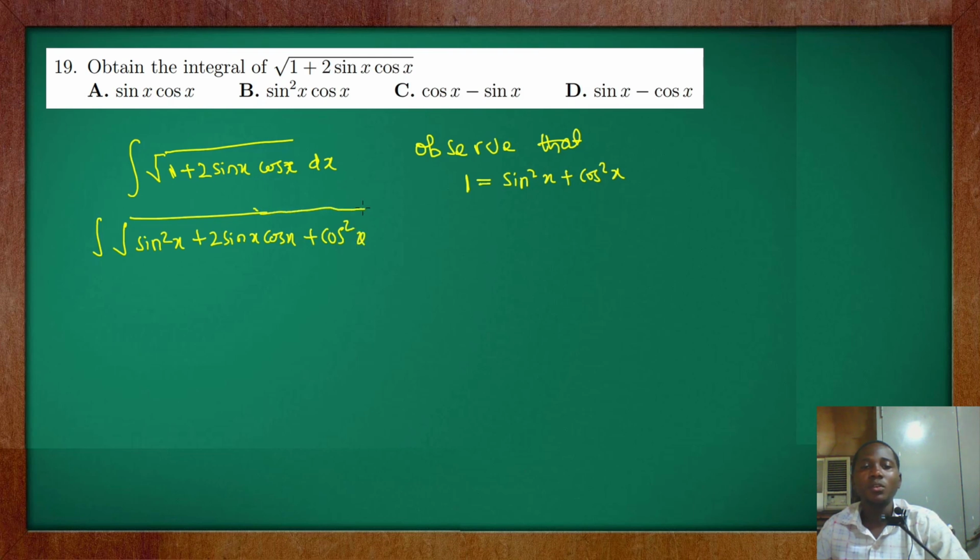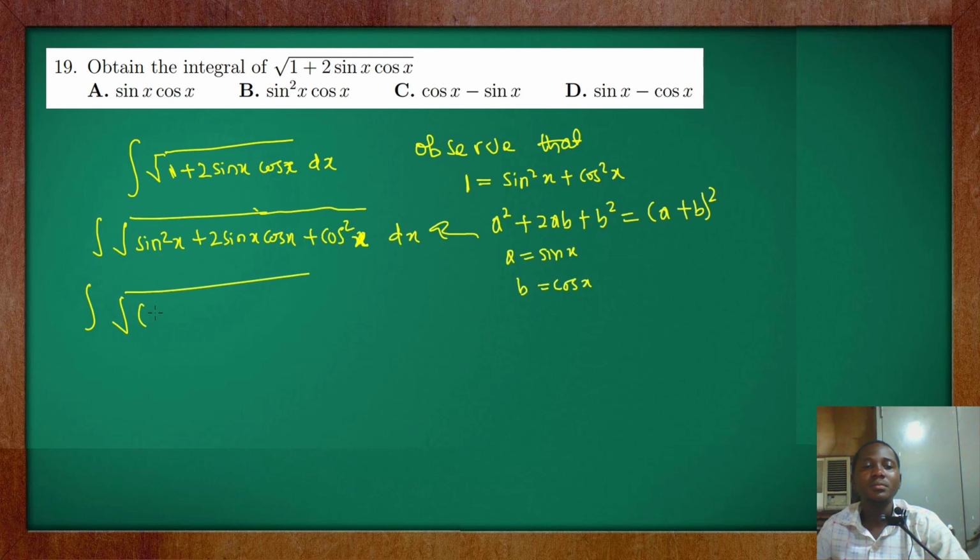Can you see what I'm saying? Now what do you observe again? Anytime you have a square plus 2ab plus b square, this is just a plus b all square, right? So here, if we take our a to be sine x and our b to be cos x, we have the square root of sine x plus cos x all square dx, and this is now a perfect square.